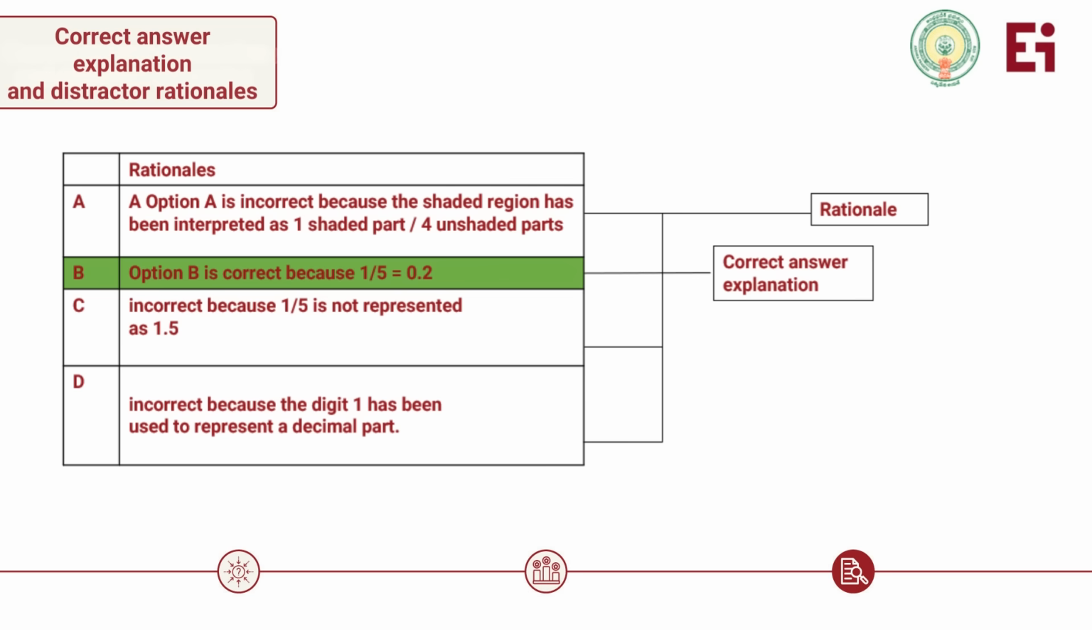The last component of a multiple choice question is a correct answer explanation and distractor rationales. The explanation for the correct answer is helpful for students to know why the correct answer is correct, and the distractor rationales for the wrong answers tell the teacher the student's reasoning behind choosing a wrong answer.